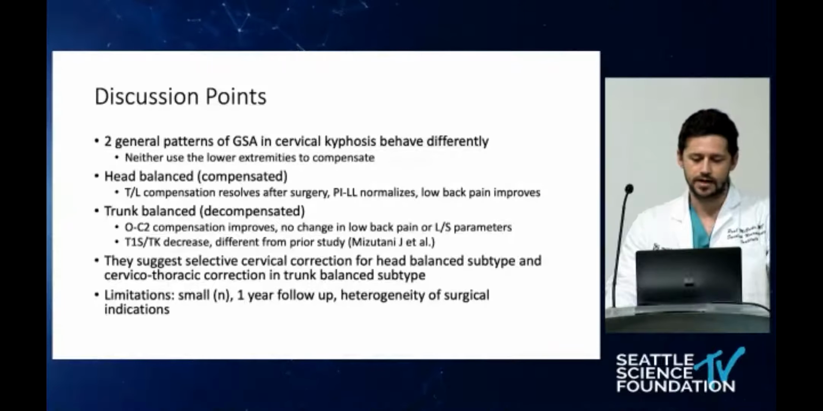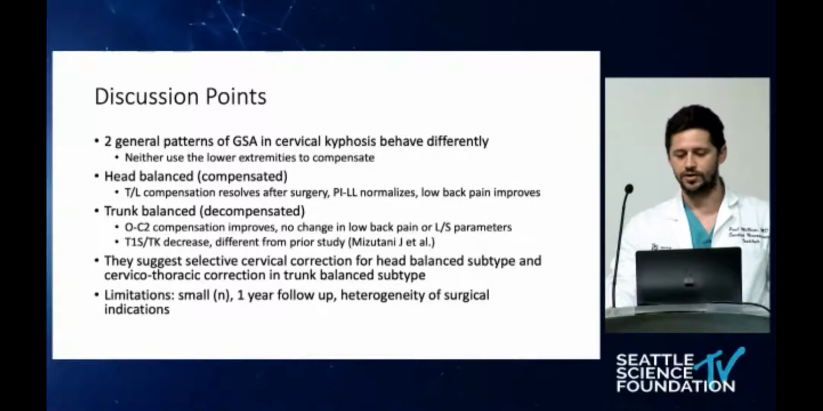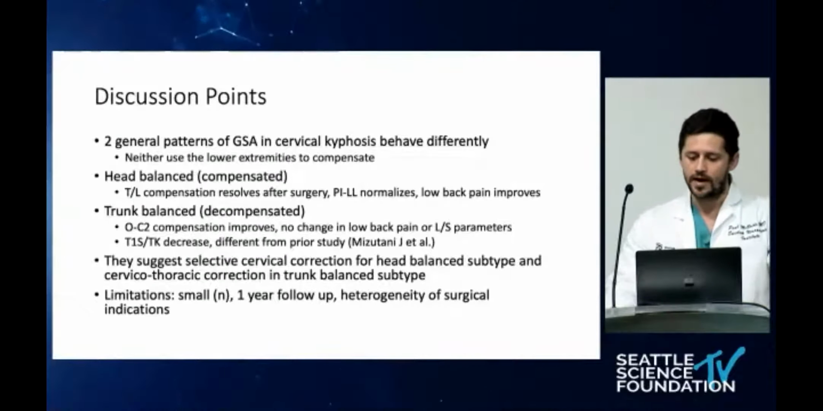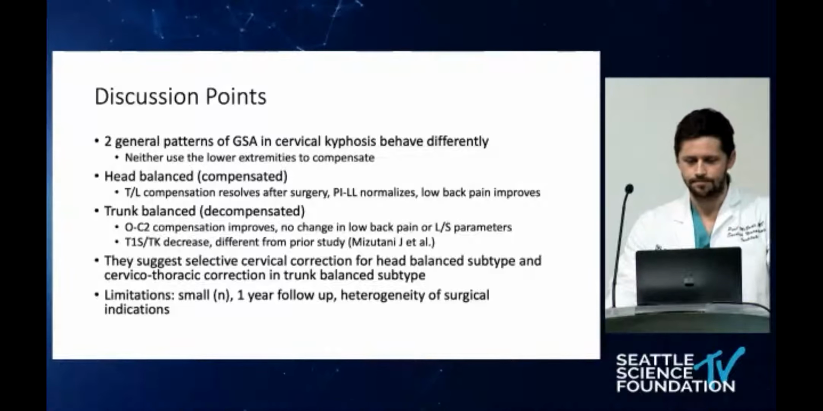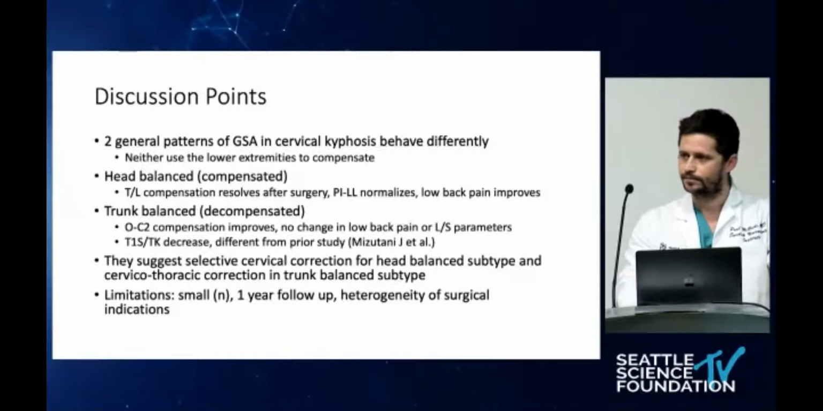And then some limitations of the study. It's a small N, only 23 patients, just 1 year follow-up, 2 years or more would be nice. And then they say that there was a heterogeneity of surgical indications, both iatrogenic and also de novo cervical kyphosis were included, but I think that's more of a strength than a weakness. So that's it. Great, thanks, Paul.